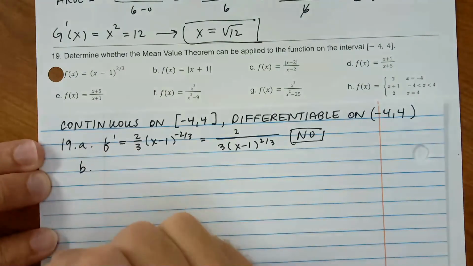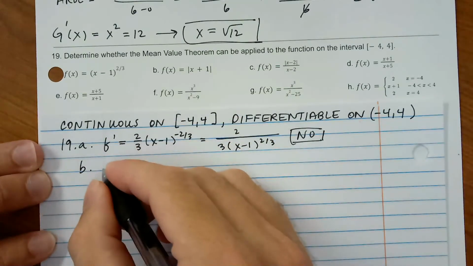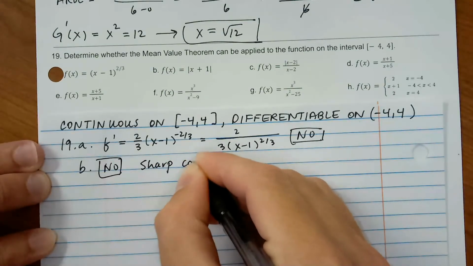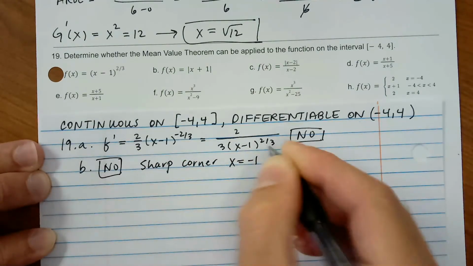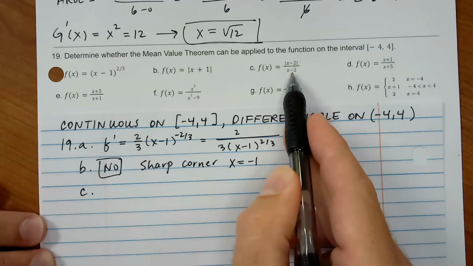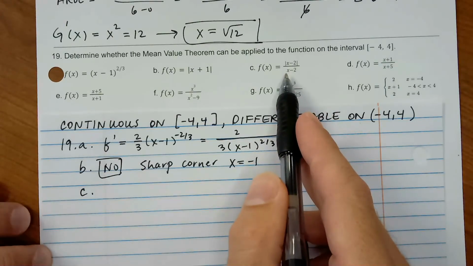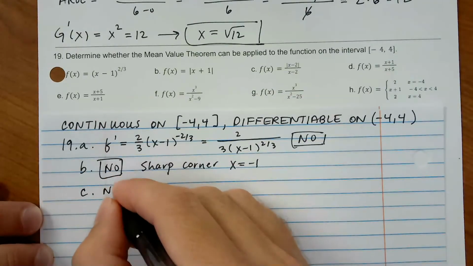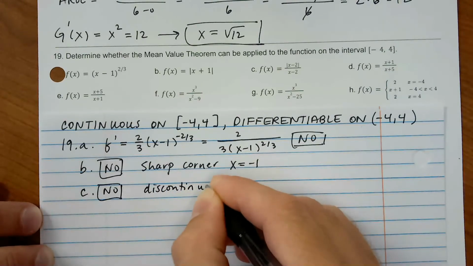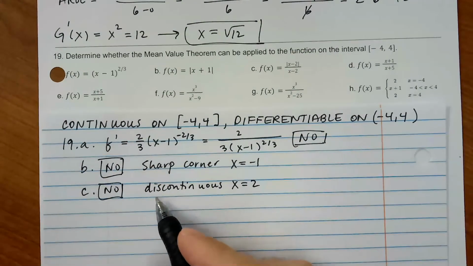So for B, I've got f of x equals |x plus 1|. No, sharp corner at x equals negative 1. Okay, C, |x minus 2| divided by x minus 2. Again, f's got a jump discontinuity. That's not continuous. So no. Discontinuous at x equals 2. You could also say it's not differentiable at x equals 2, and that would be because it's discontinuous.